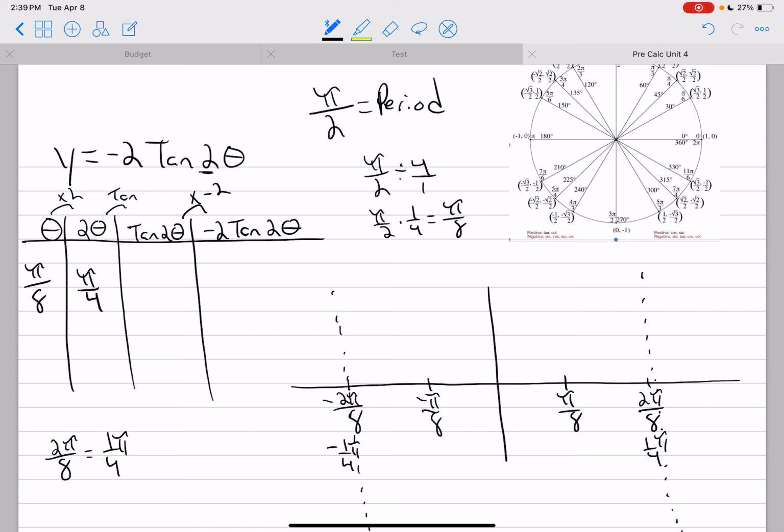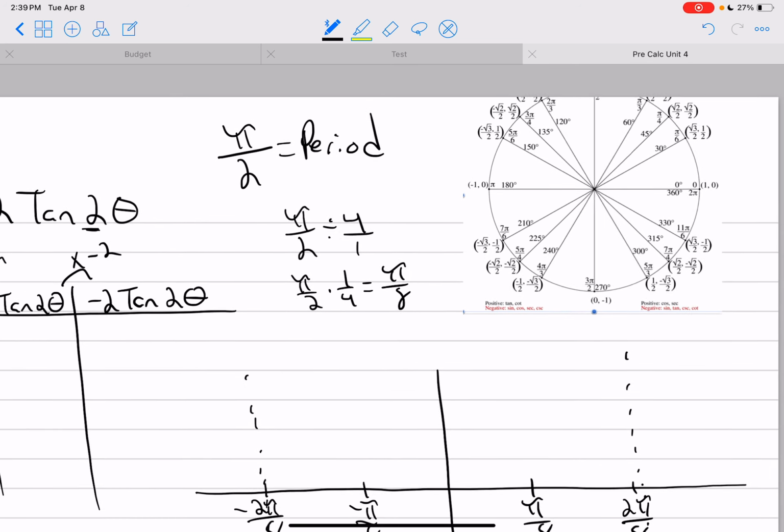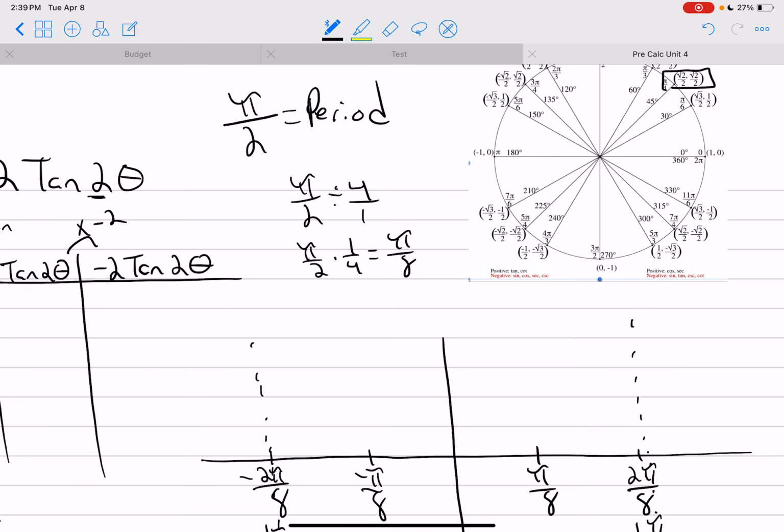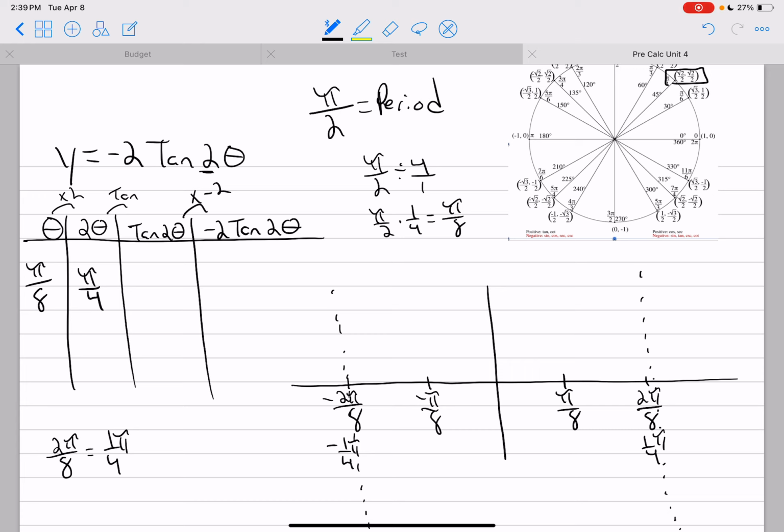My next step says we'll find the tangent of pi over 4. Okay. Well, here's pi over 4. Here's the tangent. And again, by this point, you should know that all that's going to equal 1. So the tangent of pi over 4 is 1. And then you're going to be like, oh, 1 times negative 2 is negative 2. So the input pi over 8, the output is negative 2. Call this 1, 2. Okay?